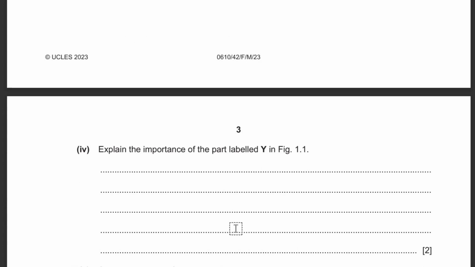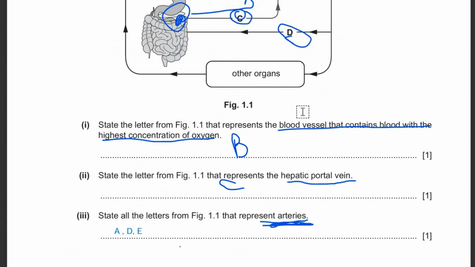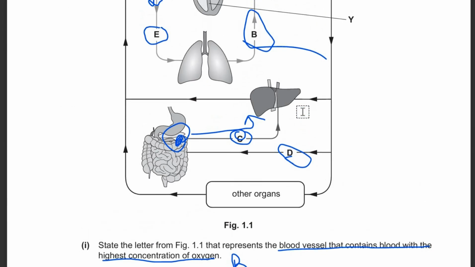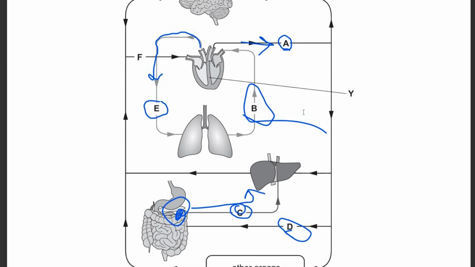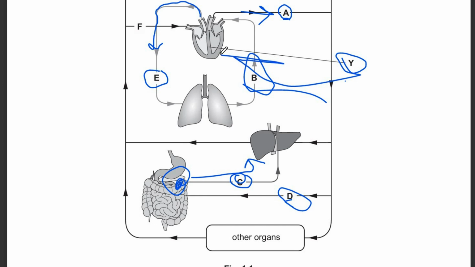Now let's move on to part 4. Explain the importance of the part labeled Y in figure 1.1. Alright, so what is Y? Part labeled Y. So Y is this. And what is it actually labeling? It is labeling this. That is the septum. That is the interventricular septum.